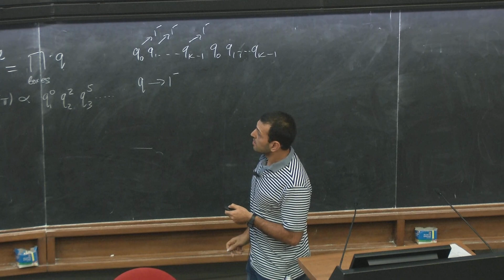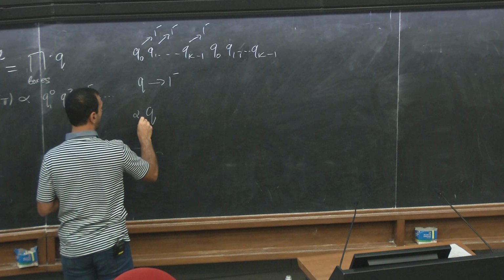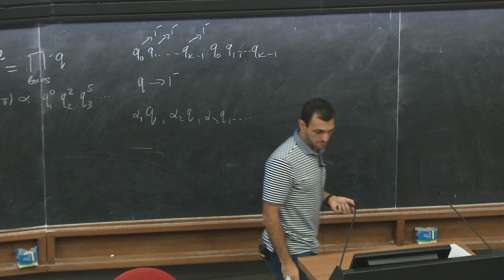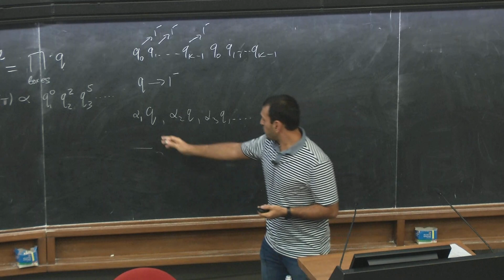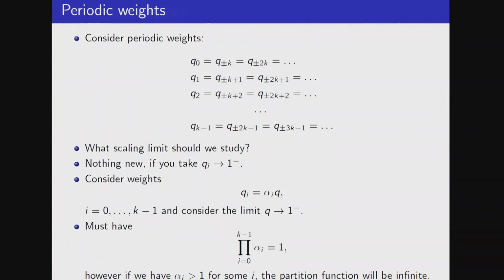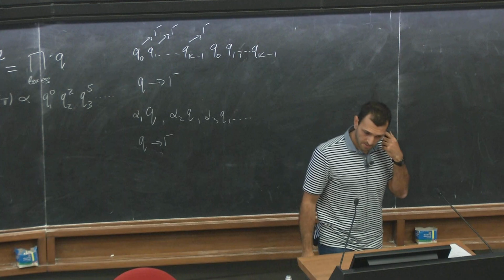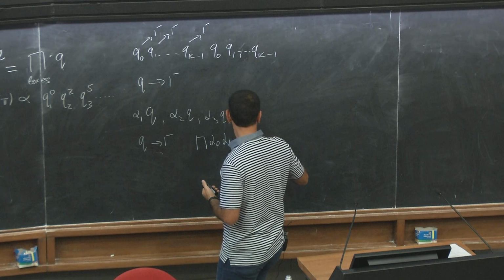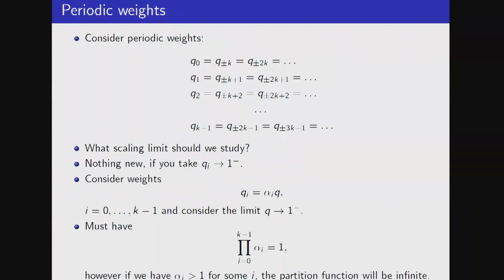So your weights are going to be, you still have this q, but your weights are like alpha_1 q, alpha_2 q, alpha_3 q, and so on. Still periodic. These numbers alpha_1, alpha_2, alpha_3 are fixed, and q goes to 1 from below. And alpha_1, alpha_2, alpha_3 can be arbitrary. You can study the limit when q goes to 1 from below. So this is the natural thermodynamic limit to consider in this case. Of course, the product of the alphas should be 1. Otherwise, if it's less than 1, then the average size of your configuration is going to be finite. You're not going to get an interesting thermodynamic limit. If the product is bigger than 1, then your partition function is going to be infinite. So the natural limit to consider is when this is 1.